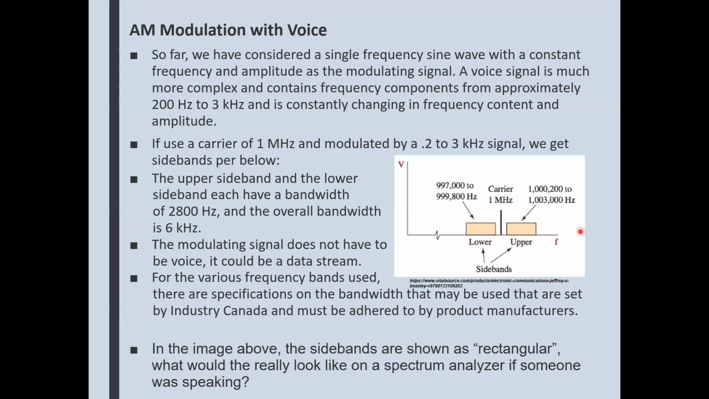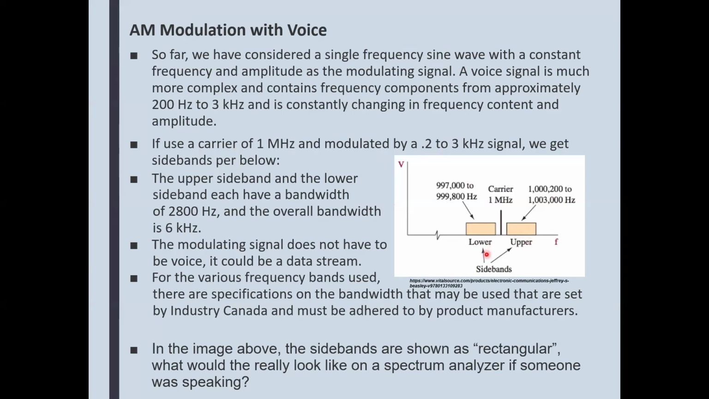And to a trained eye, you'll be able to pick that up, because you'll see that things are happening here and things are happening here. So this is the lower sideband, here's the upper sideband. Yeah, okay. You can impress some people by knowing that. If we use a carrier of 1 megahertz and a modulating signal of 0.2 to 3 kilohertz, we get sidebands below and above.